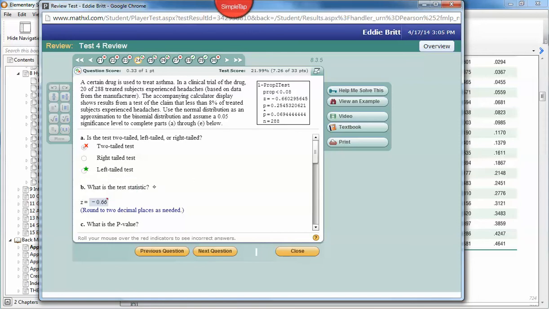What is the test statistic? Well, I was hoping I was going to get to actually work one out. I'm sure that I'll get the option of working out a test statistic soon. But the actual test statistic was given to us right here. Z equals. Okay, and round to 2 decimal places, so that will be negative 0.66. What is the p-value?